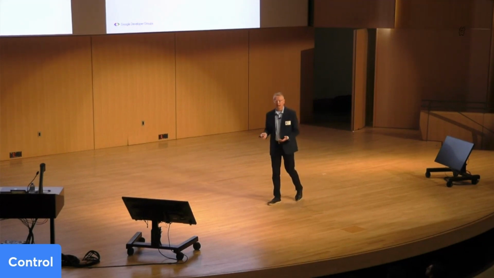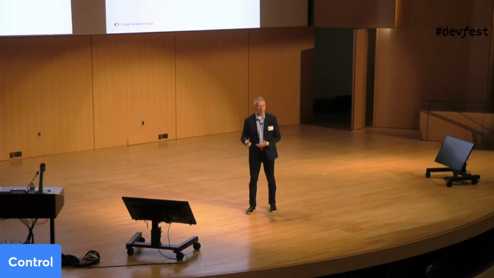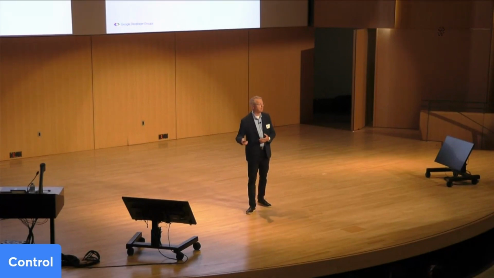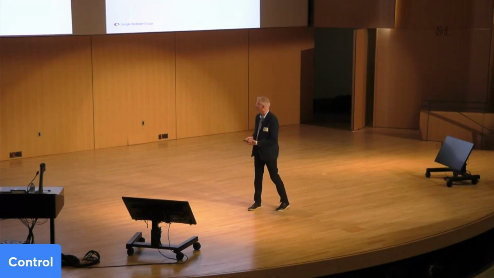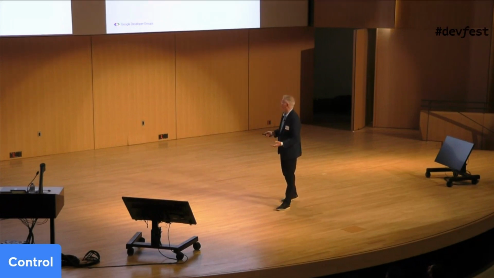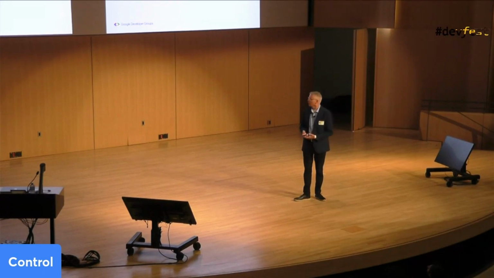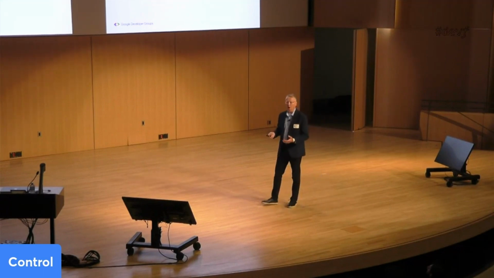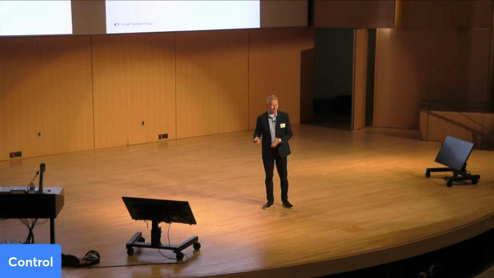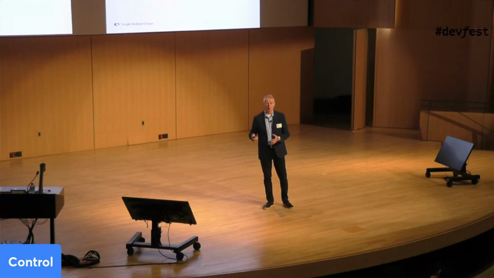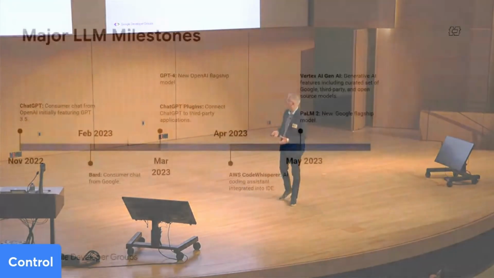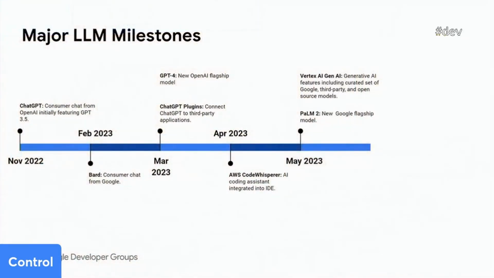In April, AWS Code Whisperer, this had been in preview, became generally available in that context. And then in May, Vertex AI, generative AI comes out, one of the products that my team works on, providing a model garden, so a set of curated models, both Google models, open source models, and third-party models, as well as the ability to use the Google console to interact with the models. And the new Google flagship model came out, PaLM 2.